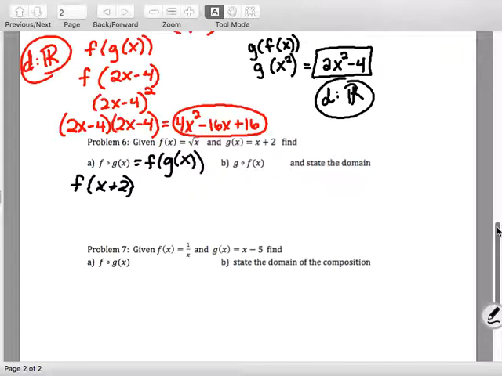So the fog notation needs f of g of x, and that's how we say it, f of g of x. So I have f of x plus 2, but f of x is saying do the square root of your input. So that's the square root of x plus 2.